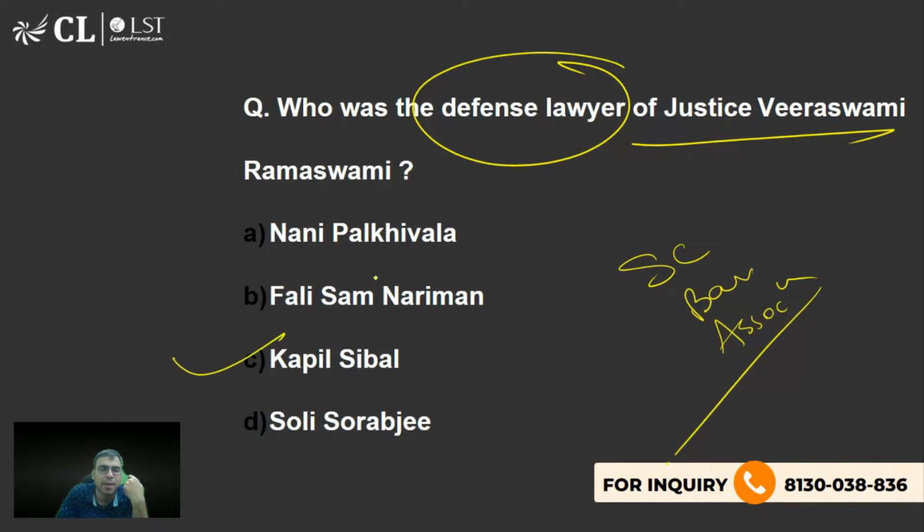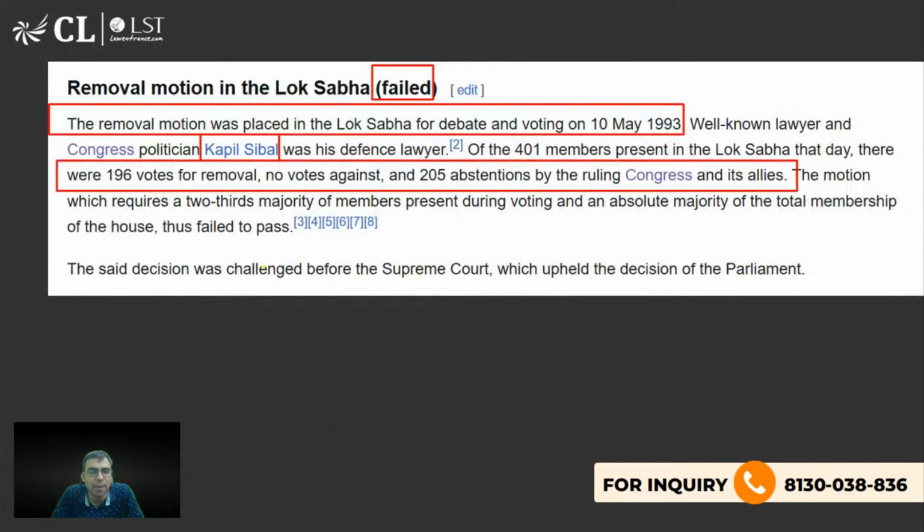So the right answer is Kapil Sibal. These 3 are dead, है ना? Fali Nariman died, I think, a few months back. So the right answer is option C. Kapil Sibal is the right answer to this question. है ना? He was a lawyer.